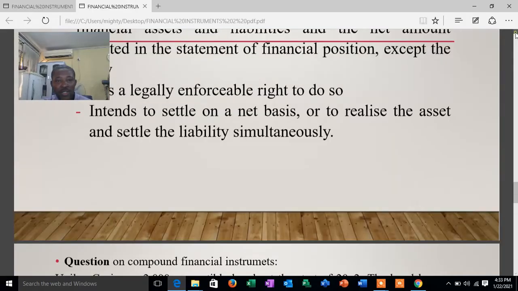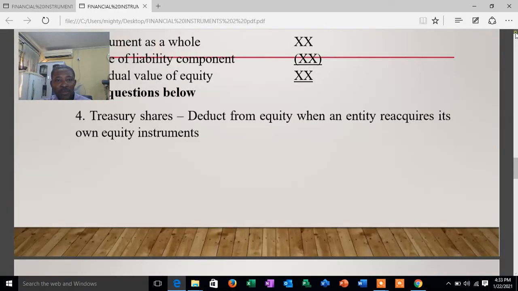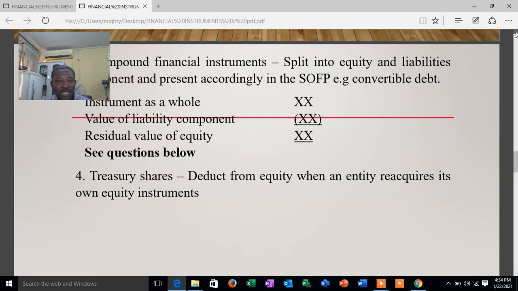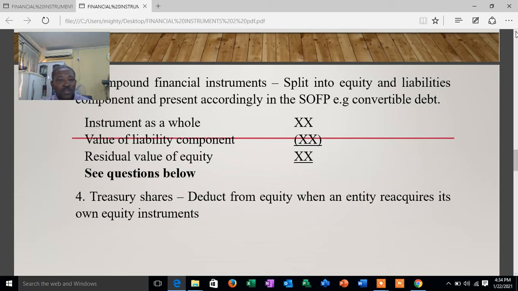Now let me quickly show you again what we are interested in. We are simply interested in the residual value of the equity. That's what the question requires. And all you need to do is to determine the value of the instrument as a whole, and the value of the instrument is right there. All you need to do is to determine the present value of them.